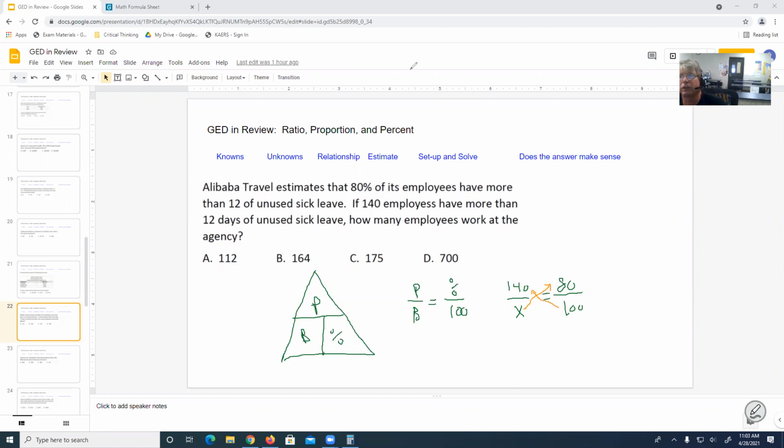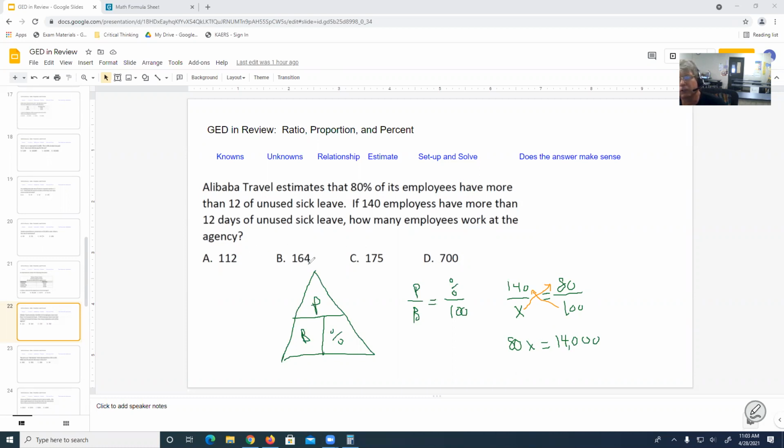So what that leads me to then is 80 times, oops, let me give me a different color there. We don't need that orange. So 80 times some number, X, must equal 100 times 140. Well, when you multiply by 100, that just means to stick on two more zeros. So 140 and then two more zeros. So that'd be like 14,000. And so 80 times what is going to be 14,000.